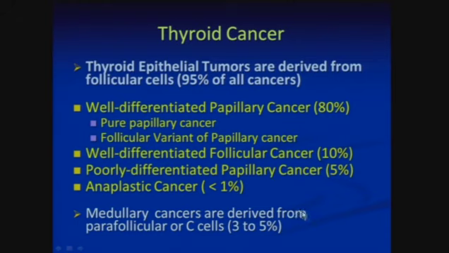And we have medullary thyroid cancers, which are derived from the parafollicular or C cells, accounting for about 3 to 5% of all thyroid cancers. Now, the particular subtypes that may look different from the traditional papillary thyroid cancers are those that are follicular internally. These would be the follicular variant of papillary thyroid cancer and well-differentiated follicular cancer. And we'll talk about why that is particularly important as we talk about the different types of FNA results.